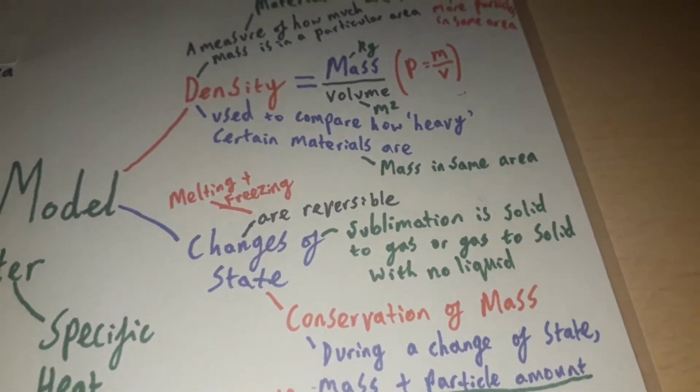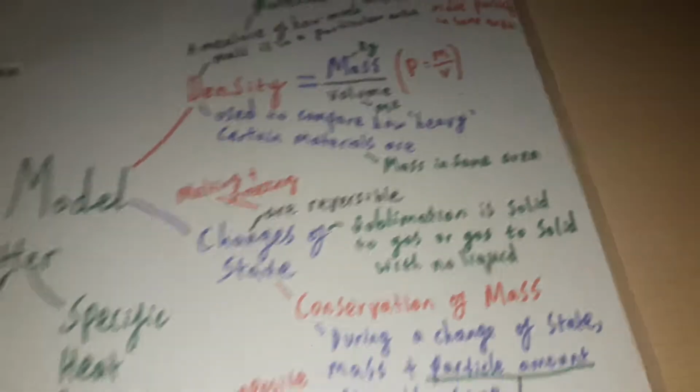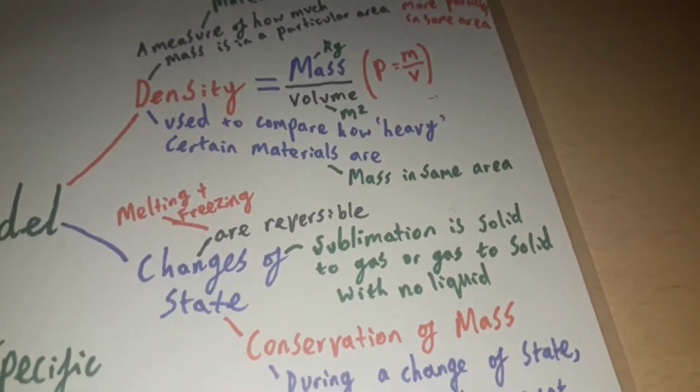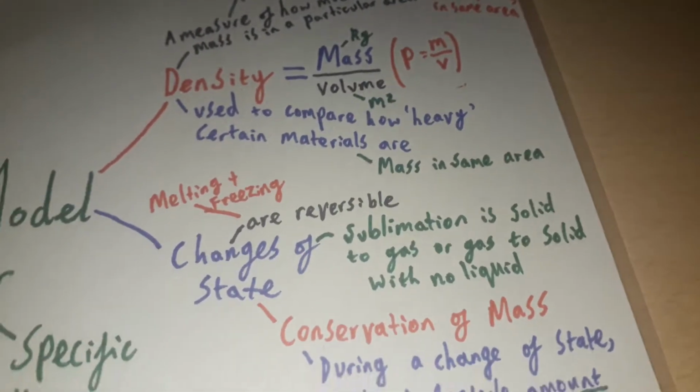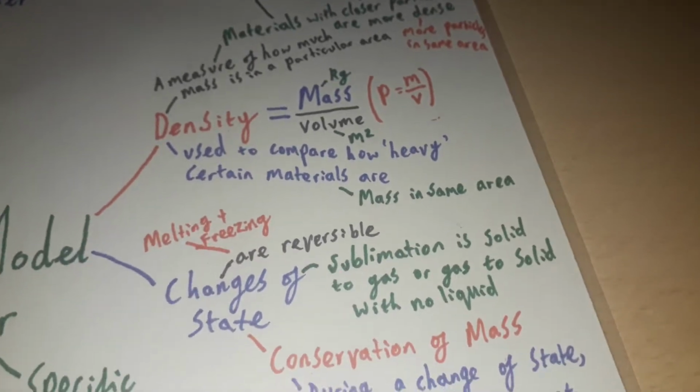Sublimation is when a solid is turned into a gas, or a gas is turned into a solid, but this is particularly when the liquid step is entirely skipped. So this is when there's a rapid change in temperature that allows this to happen.